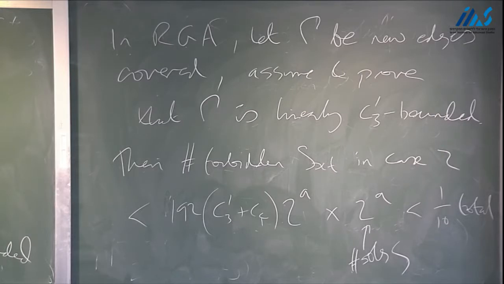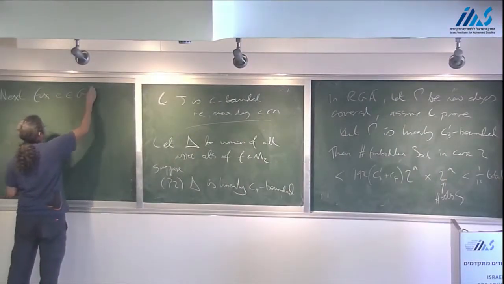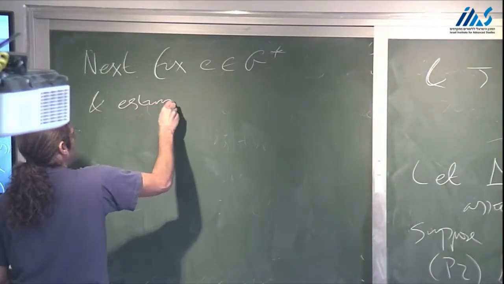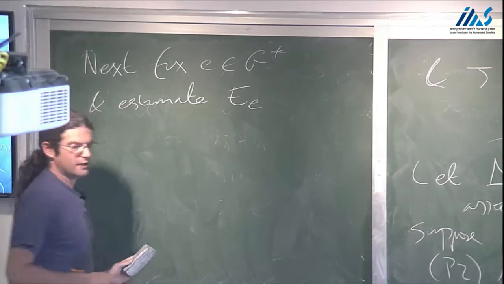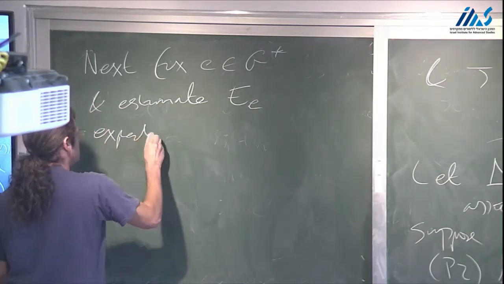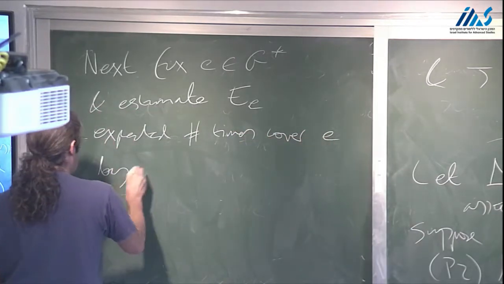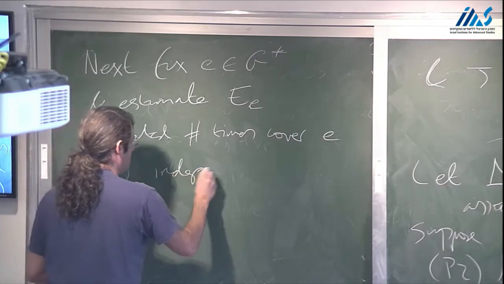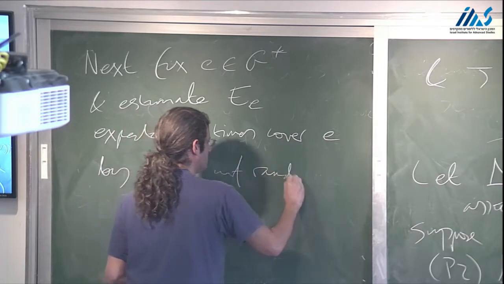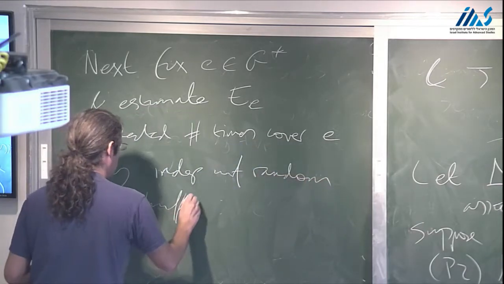So what's the next ingredient of the random greedy algorithm? We want to make a comparison to the uniformly random choices, and we want to fix an edge and look at the expected number of times it's covered. So next, fix E in G star and estimate what we called E sub E, the expected number of times you cover E by uniform, so independent, uniformly random shuffles for all F and M2.